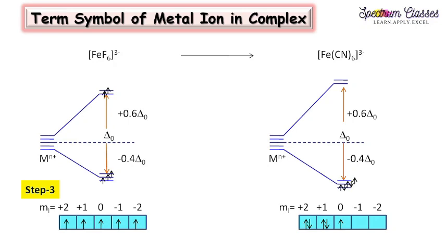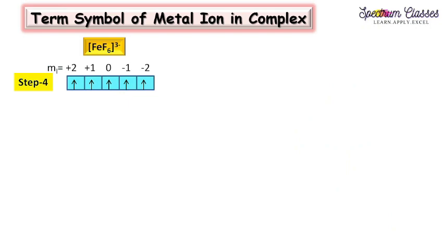Once we come to know in step 3 how to fill the electrons in the d orbitals, the next step, step number 4, is to calculate the orbital angular momentum for this d orbital. Here electrons are filled in this manner, so the summation of ml is +2 +1 0 -1 -2, and all cancel out with each other, so we ultimately get 0, and corresponding to this 0 we have the S term for this configuration.